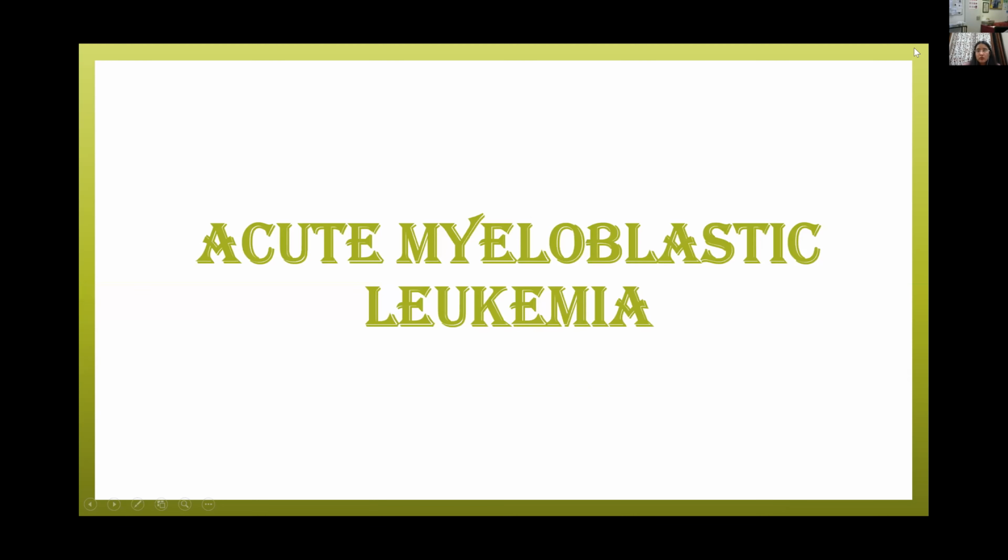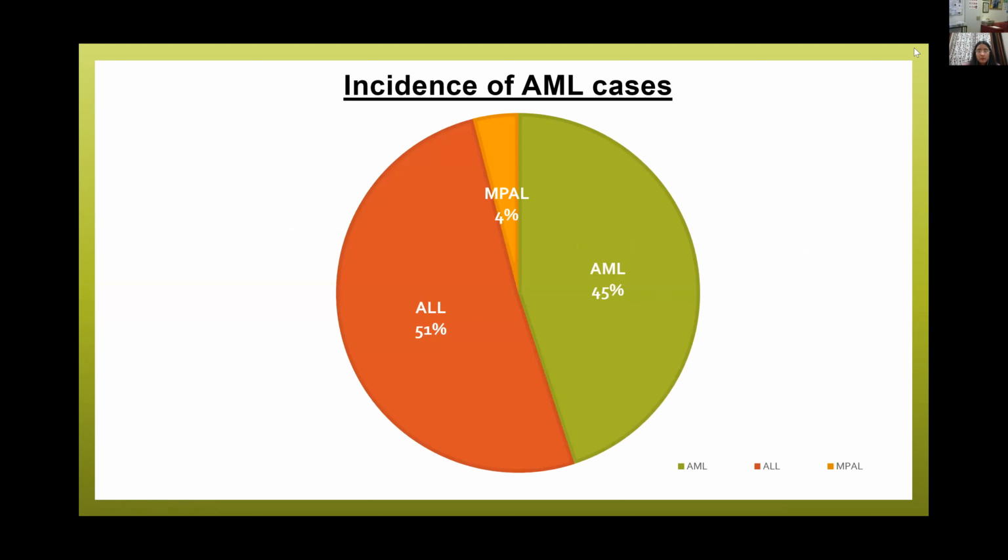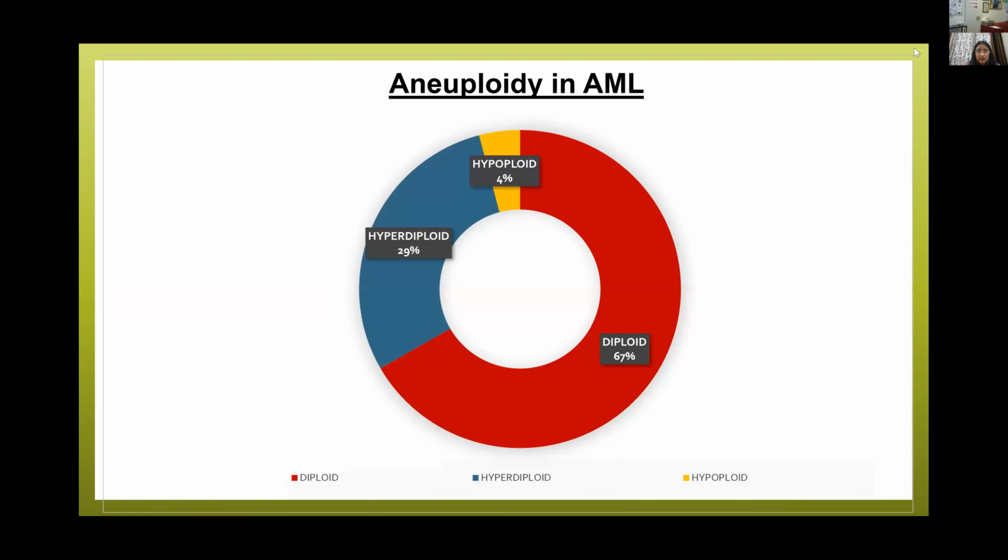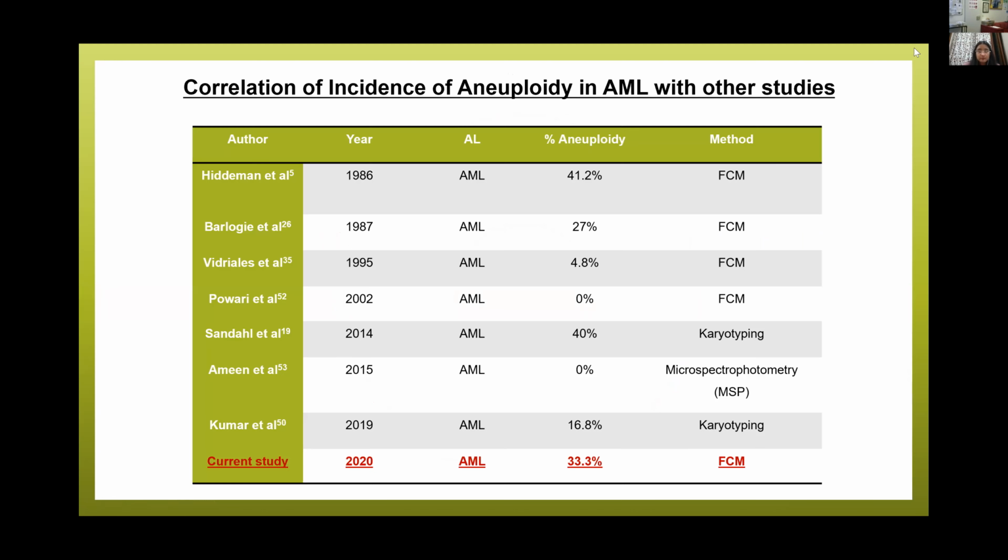Now coming on to acute myeloblastic leukemia. The incidence of AML cases was 45% in my study. And as you can see that 67% were diploid, and 33% of cases were aneuploid, where 29% were hyperdiploid and 4% were hypoploid.